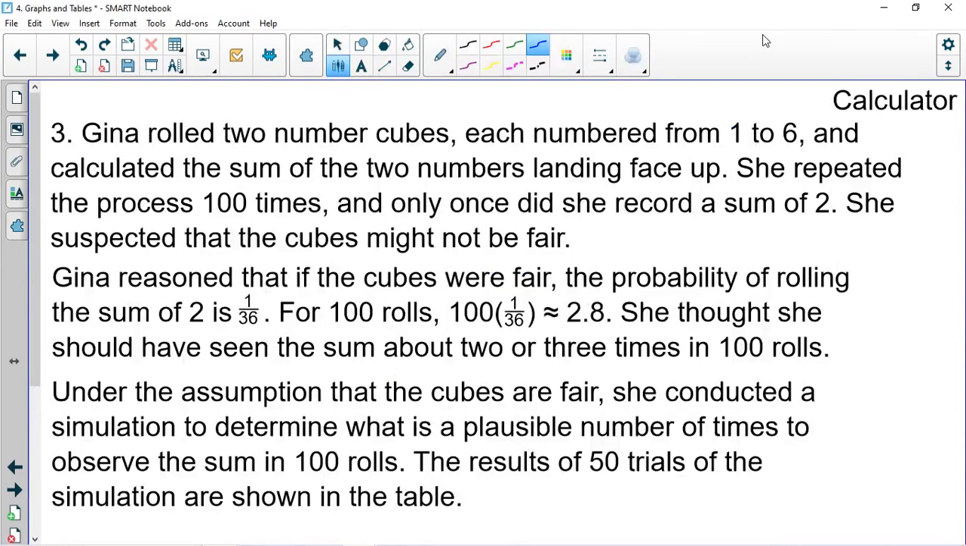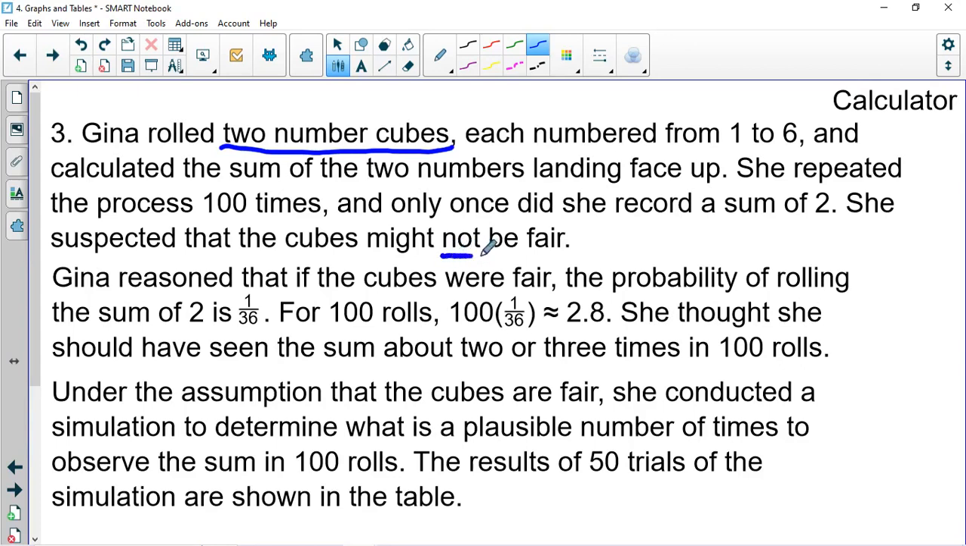Number three, a lot of reading for this one. It says Gina rolled two number cubes, which essentially they just mean two dice, each numbered from 1 to 6, and calculated the sum of the two numbers landing face up. She repeated the process 100 times, and only once did she record a sum of 2. She suspected that the cubes might not be fair.